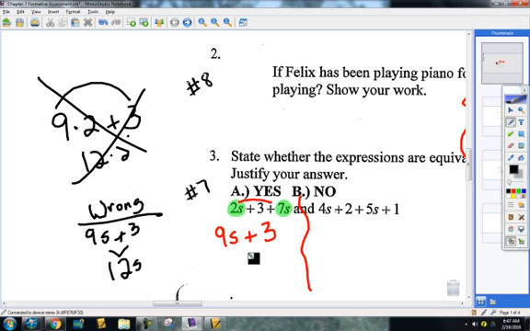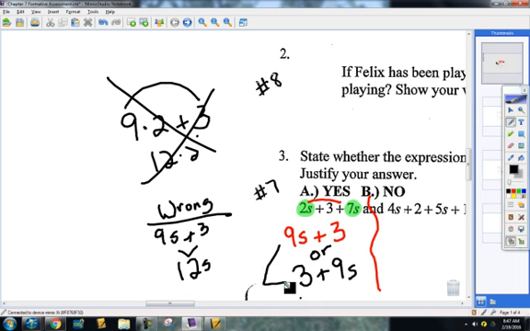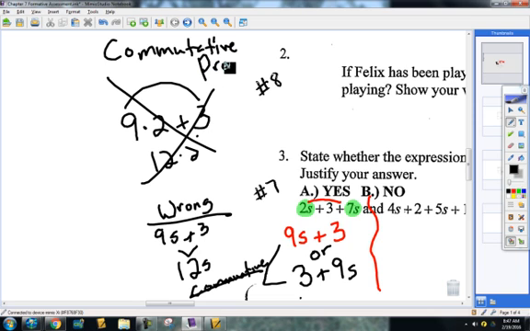Okay? By the way, could this also be written as 3 plus 9s? Not a bad idea to write that, just so you know. Okay? Now, what is that called that allows me to do that? That's called the commutative property, specifically of addition in this case. Commutative, I didn't spell it right. Let me rewrite that. Commutative, like that. It's the commutative property of addition.